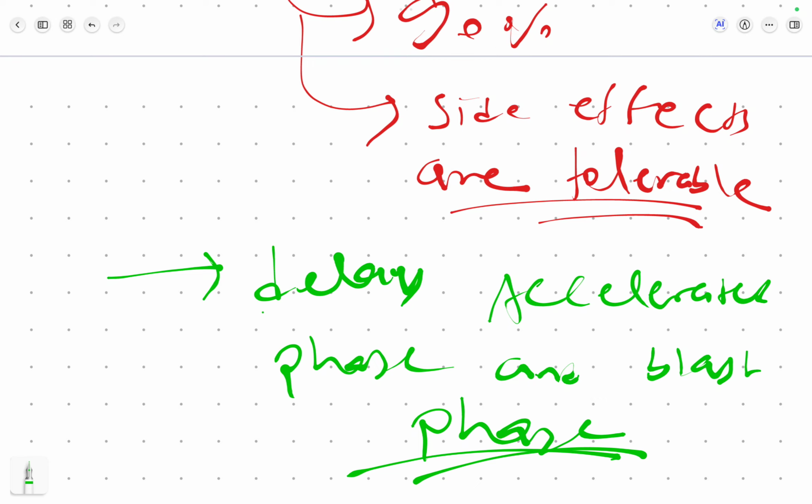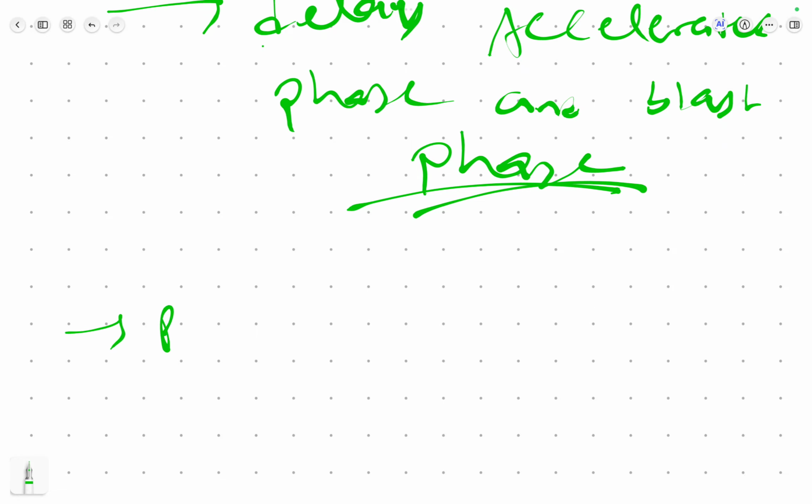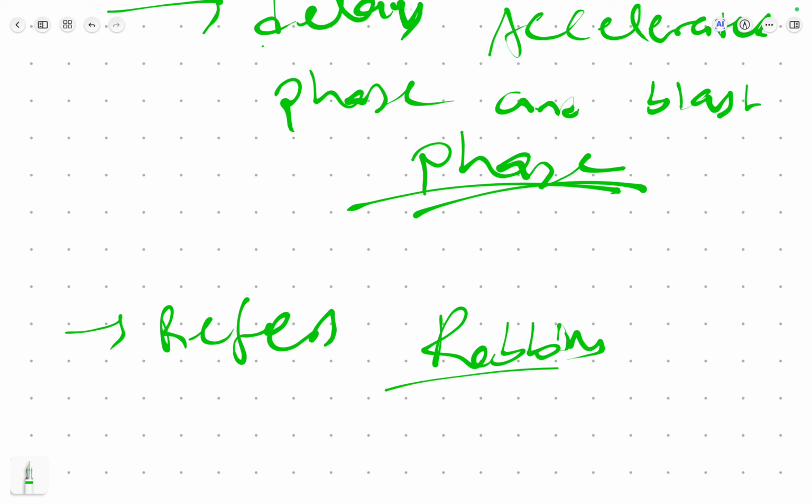So I hope I could make almost everything clear. There might still be something to see. You can refer to Robbins for further detail. Robbins is the gold standard, we all know that. So you can see Robbins.